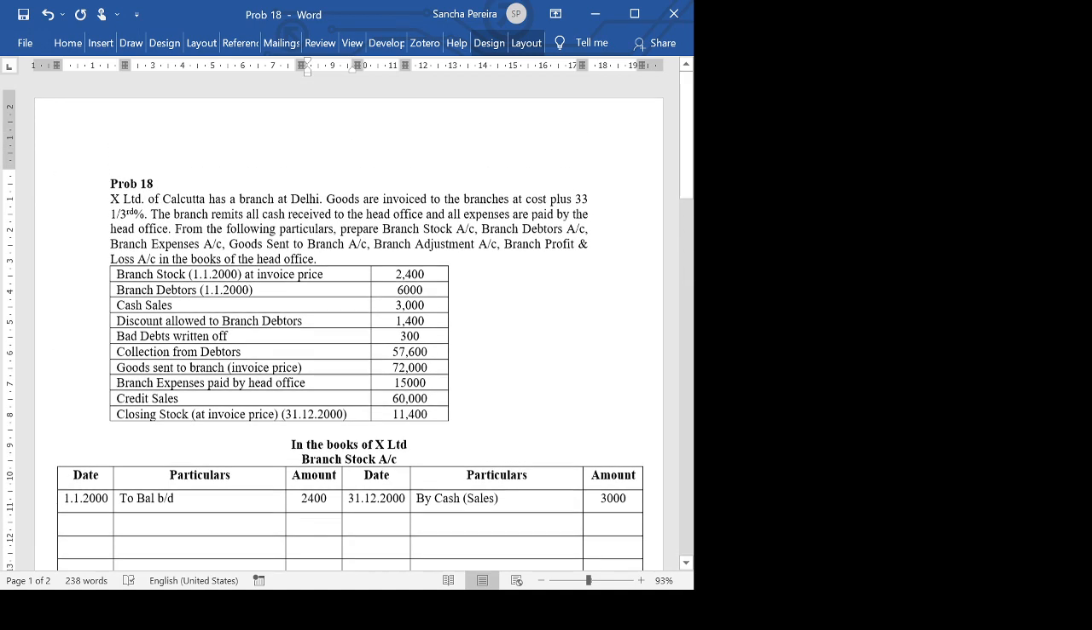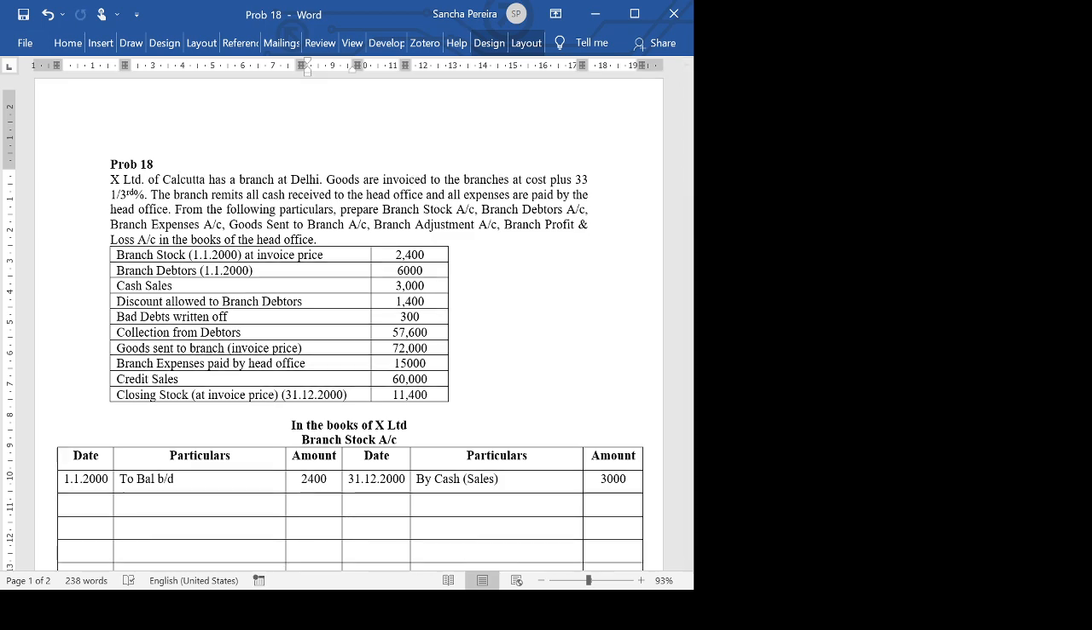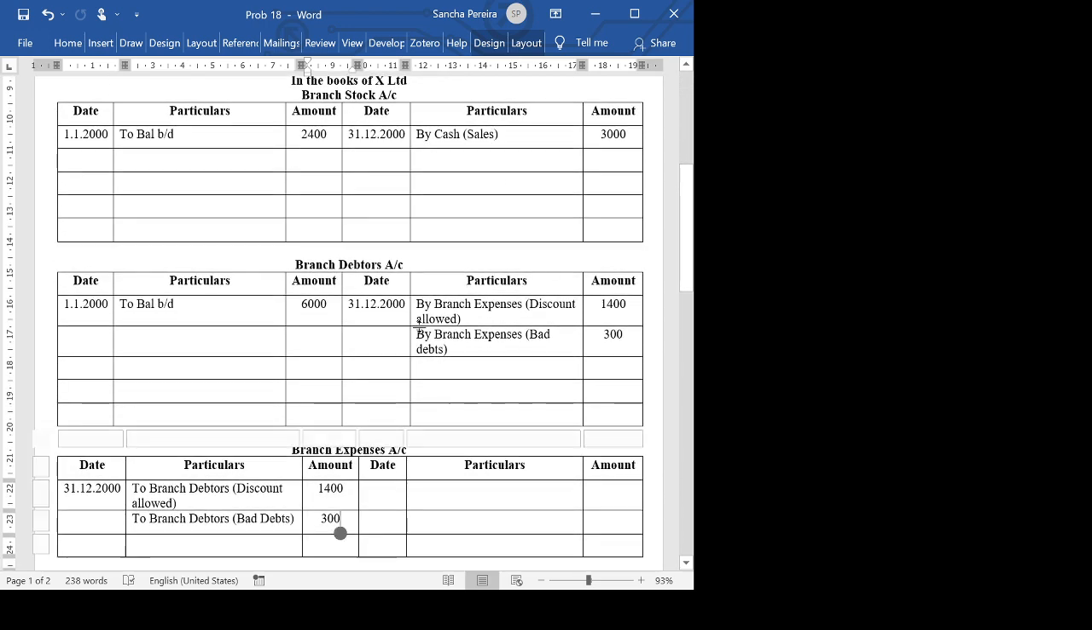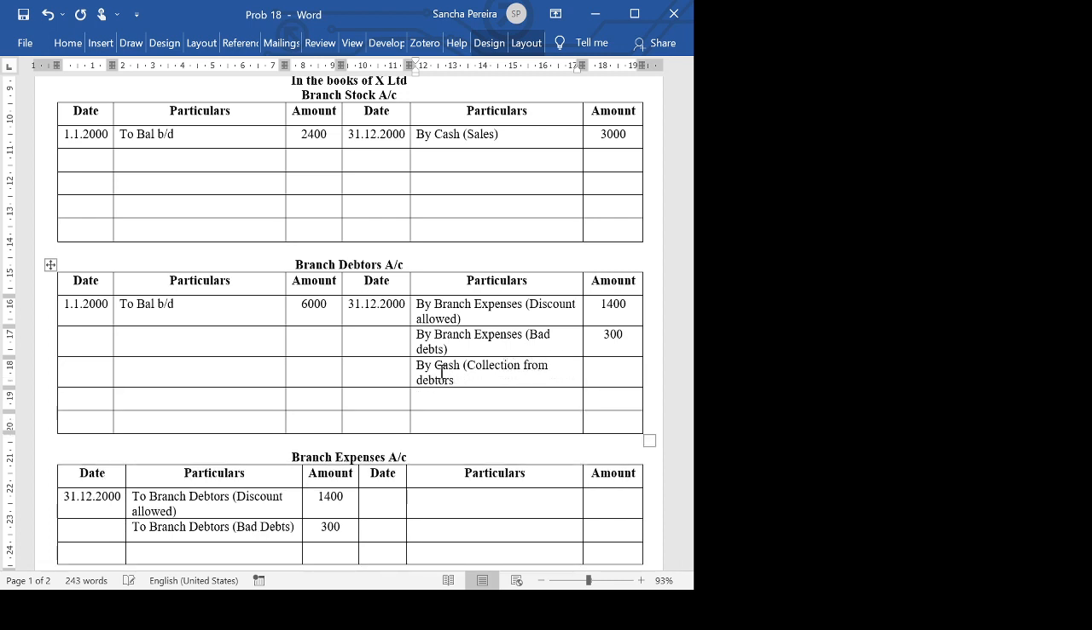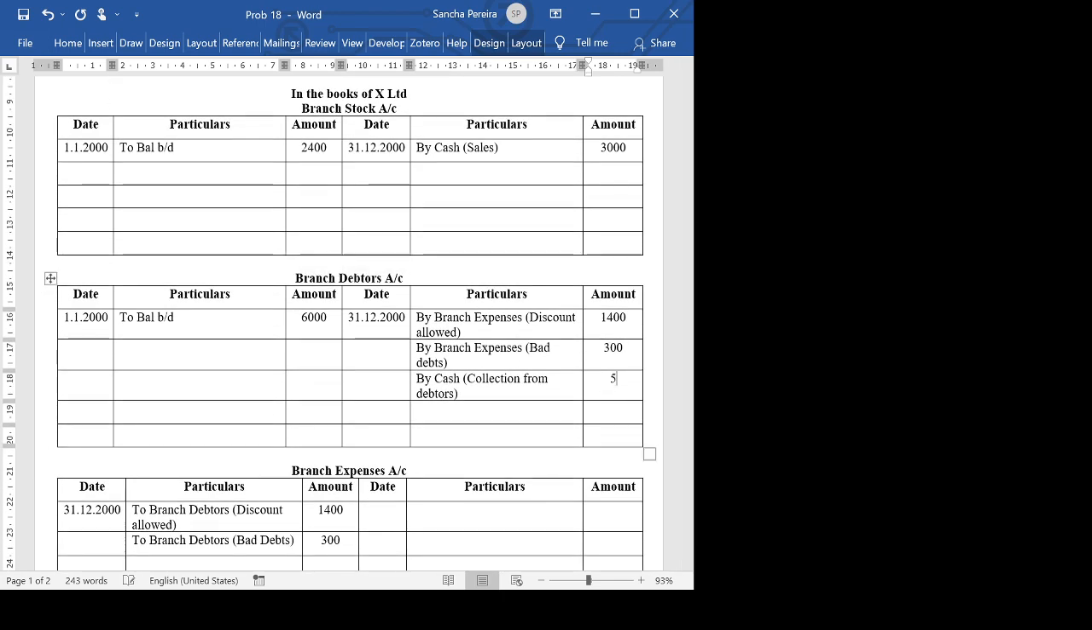Okay. Then we have collection from debtors. Now, collection from debtors will come right now only in the debtors account, but if there was a cash account, it would have come in the cash account as well. But we don't have a cash account, so I'll just put it here: by cash, as collection from debtors, just to know what the item is, and the amount is 57,600.